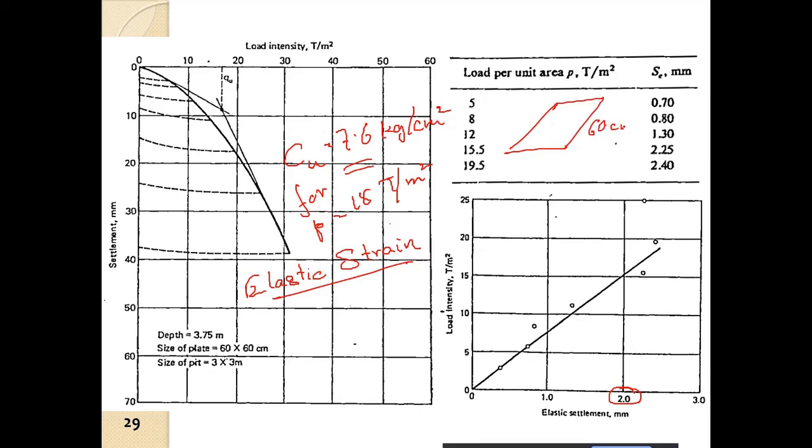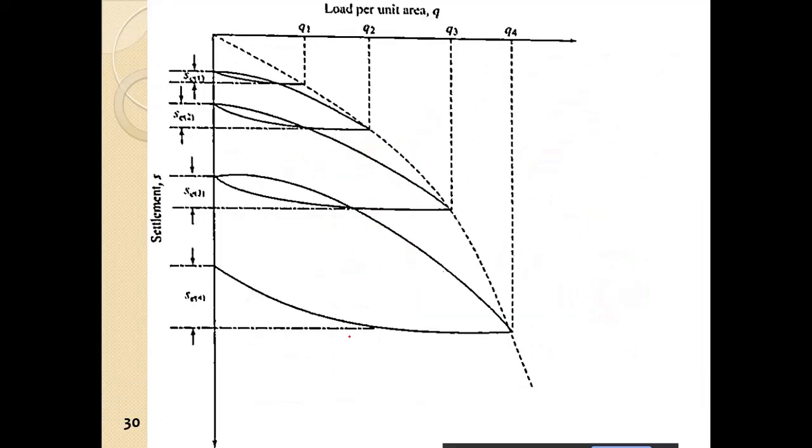So here Cu is obtained for an area of 60 centimeter by 60 centimeter. So we have to obtain it for an area of 10 meter square. That is the area difference. There is also a stress difference: we have obtained the Cu for 15 ton per meter square, and basically we have to obtain Cu for an area of 10 meter square and load corresponding to 10 ton per meter square. I hope you remember this equation.